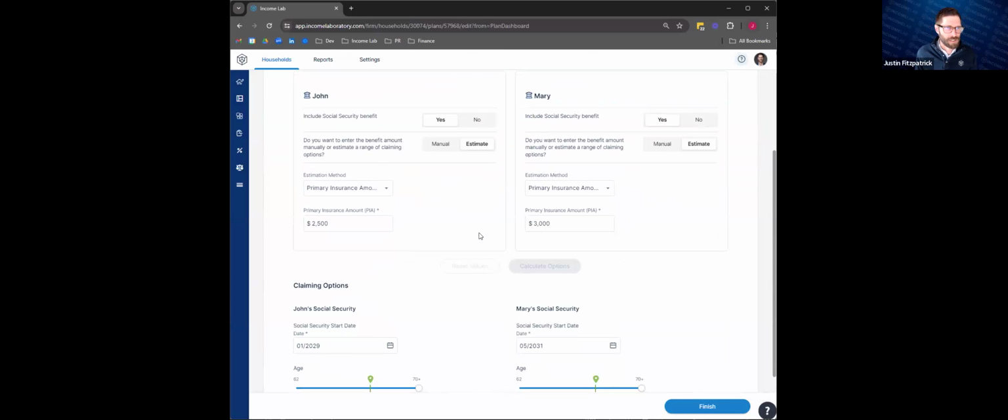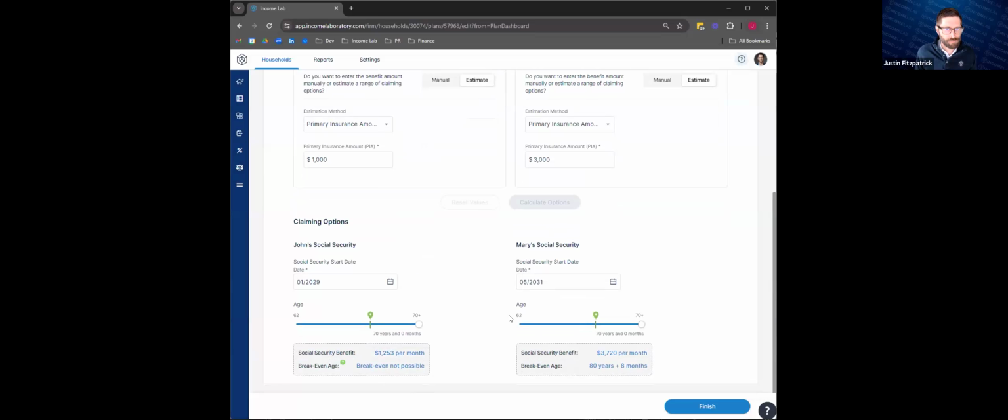So for example, these folks have fairly similar primary insurance amount, but if I made one of these folks have less than half of the PIA, and let's go ahead and move this in a little bit. Now you'll see, okay, waiting till 70, break even not possible for John, meaning don't delay. Why? Because starting in May of 2028, the benefit would be the same. So there's no reason to give up a point there.